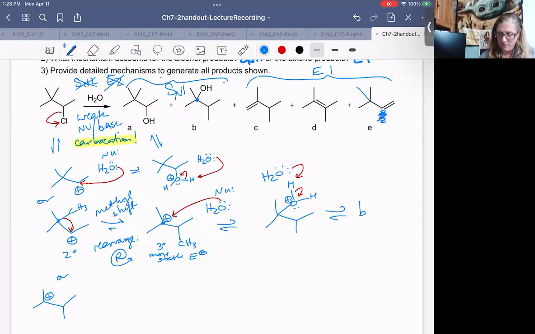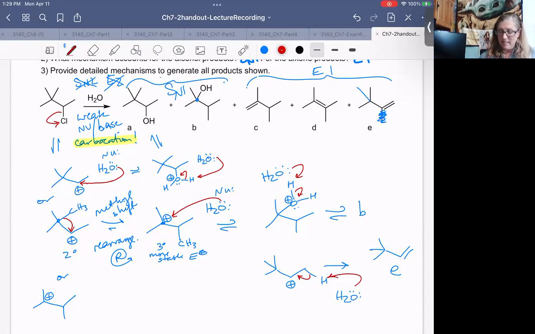Let's redraw. We could just draw this as another path. So this secondary carbocation can go to product E, the revised product E, and how does that happen? Well, I could just deprotonate. The way you form an alkene from a carbocation is I use water as a base to deprotonate the beta hydrogen. And so now I can get an alkene there.